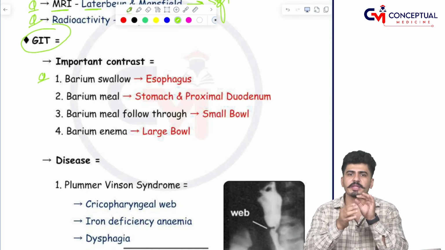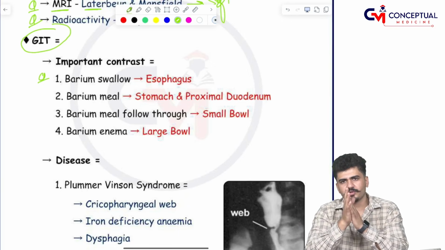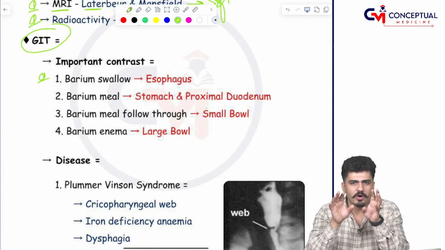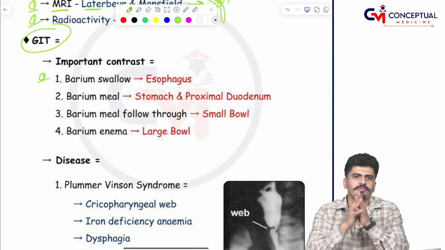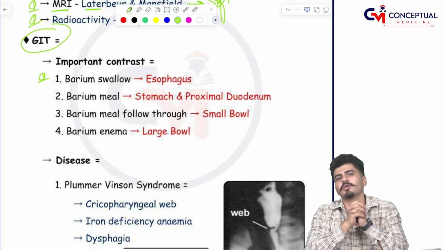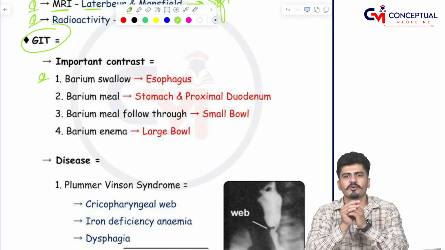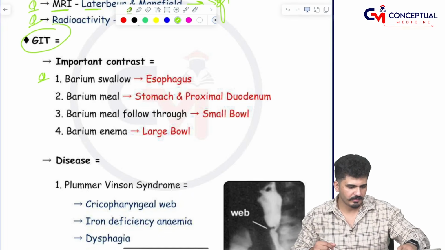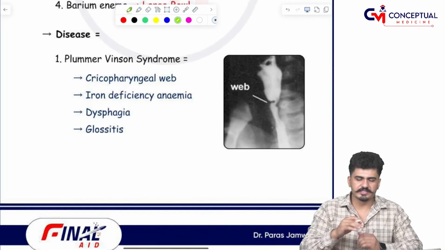Then coming to the barium meal follow through. So follow through is after the proximal part of the duodenum, what will come, sir? Small intestine. So if small bowel problems are there, like intussusception, etc., then you will go for the barium meal follow through. Now, if there are large intestine pathologies, like toxic megacolon, etc., then you will use a barium enema. Done. Okay.